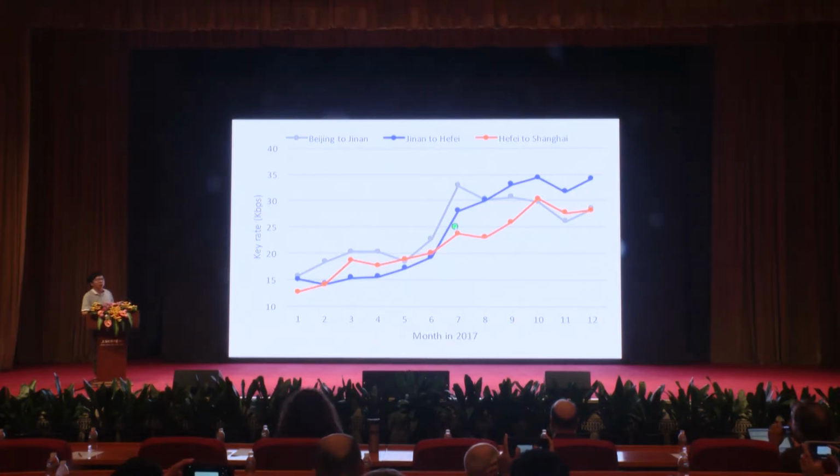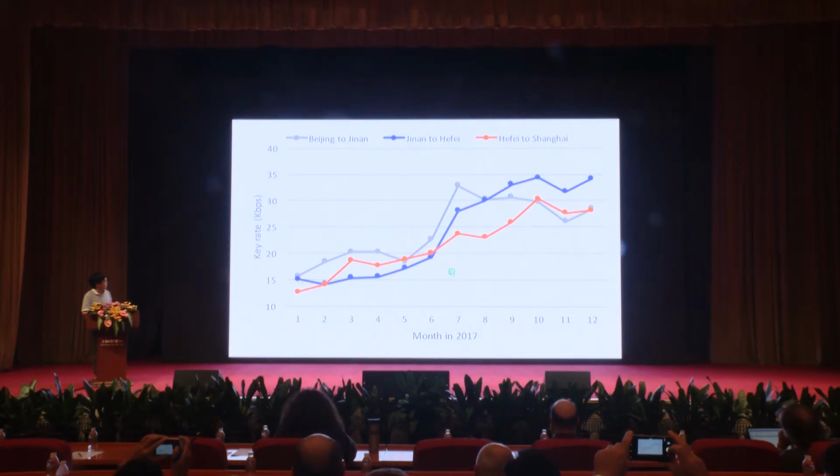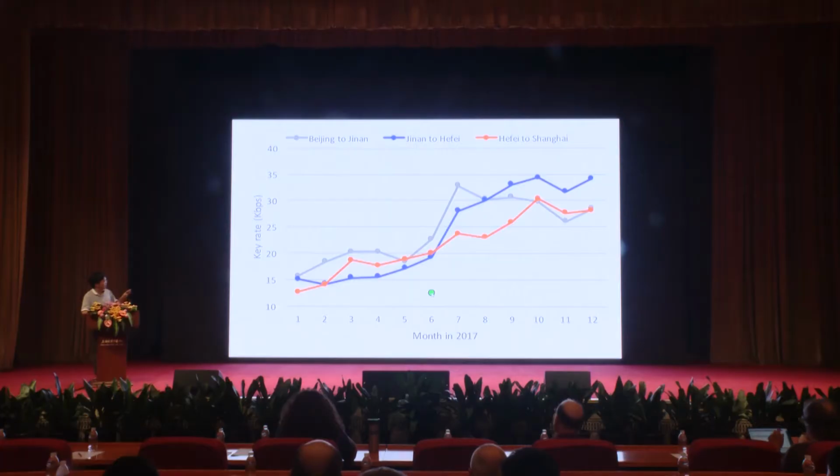And this is the key rate of 2017, and we did an optimization in June, so you can see it was encrypted a lot. Initially, the channel loss was not as good as the company told us. We optimized the topology a little bit, actually quite a lot, and then we get a minimum key rate of about 25 kilobytes per second.